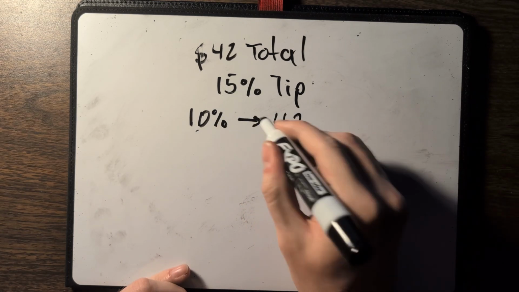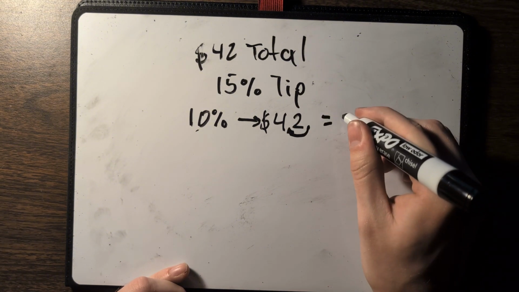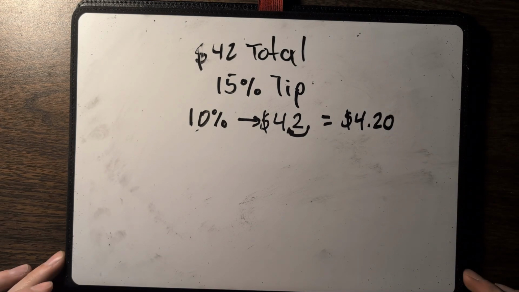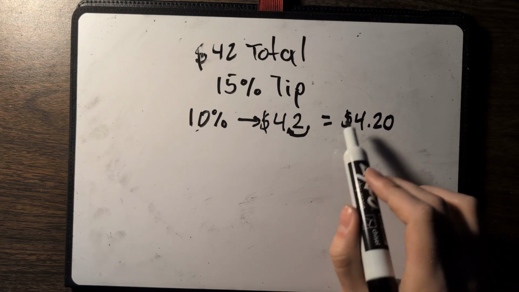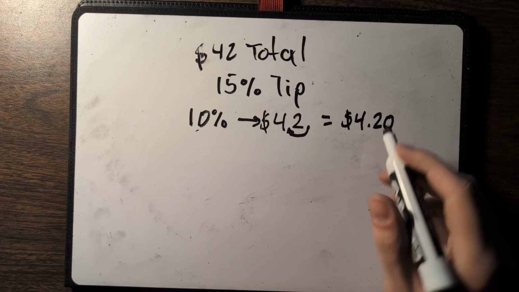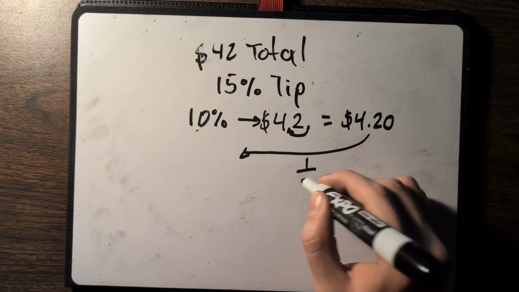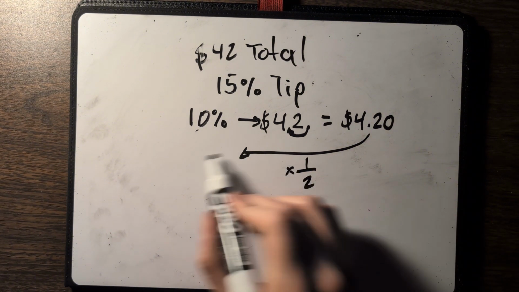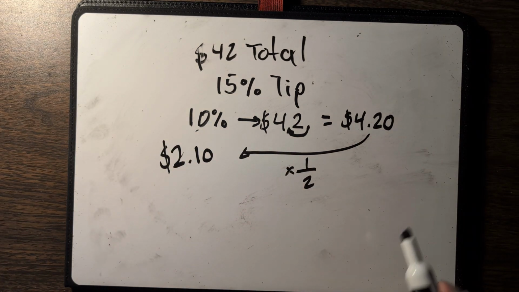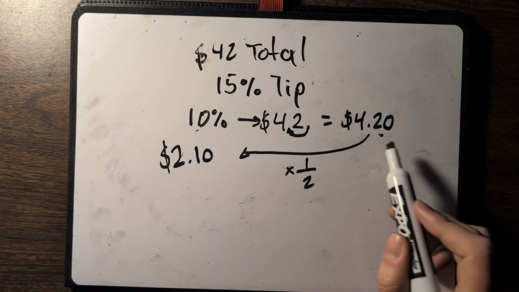We take the $42, we move the decimal point one to the left to get $4.20. Then, remember this, keep this saved somewhere. We take this number and we cut it in half to get $2.10. Okay, so half of $4.20 is $2.10.